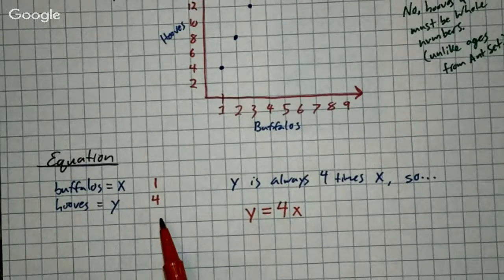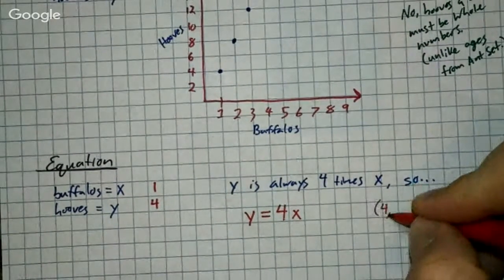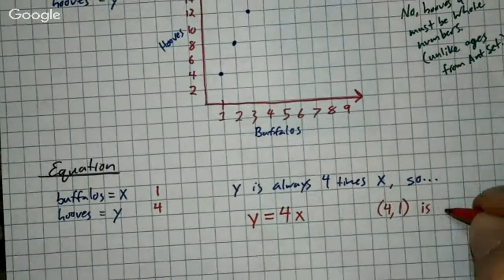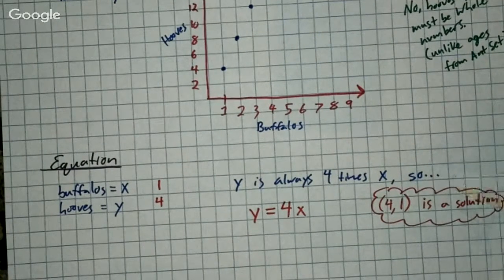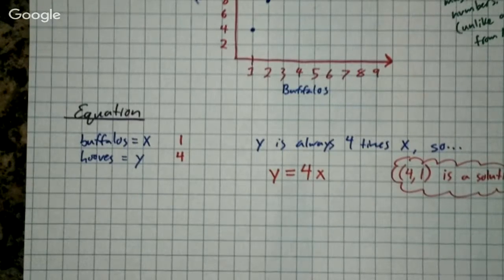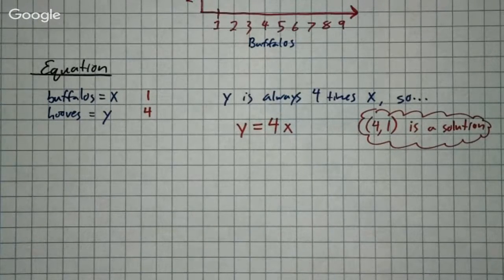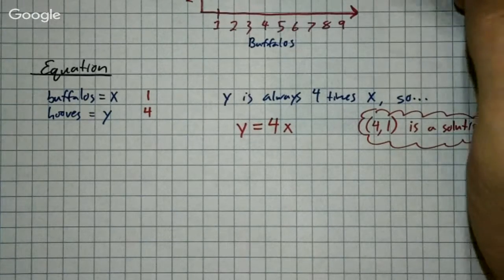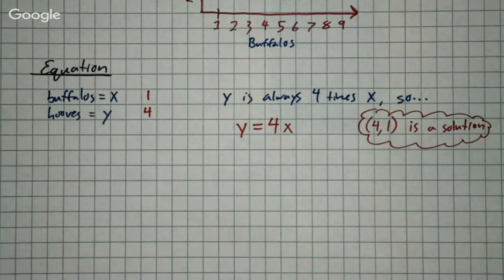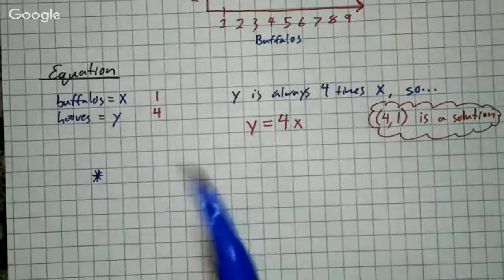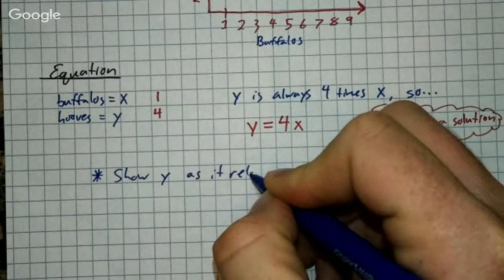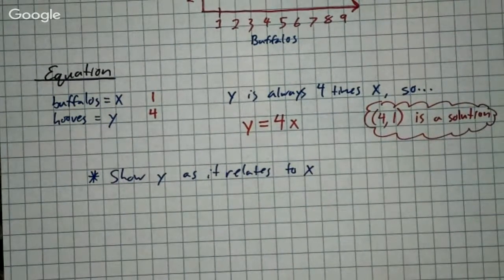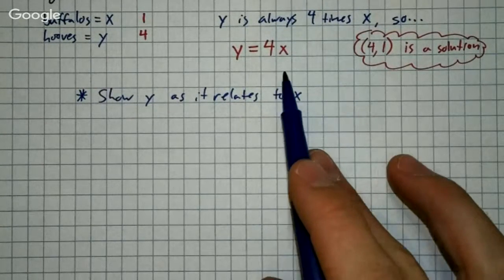So if we look over here and we know that this is correct over here, we can say that the ordered pair of 1, 4 is a solution because it fits into that equation. Since 1 and 4 will fit into this, 4 equals 4 times 1, that's absolutely correct. So that is a solution. And we can find so many more solutions. We can find 2, 8 would be a solution. 3, 12 would be a solution. So what you do when you're using your equation is you show Y as it relates to X. Show Y as it relates to X. Y is 4 times X right here.